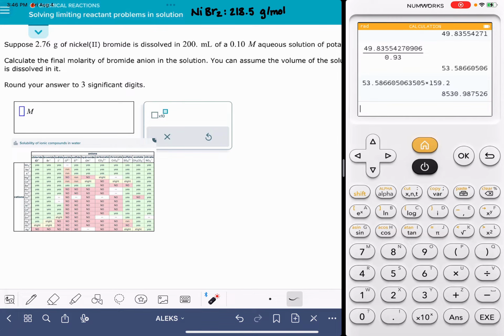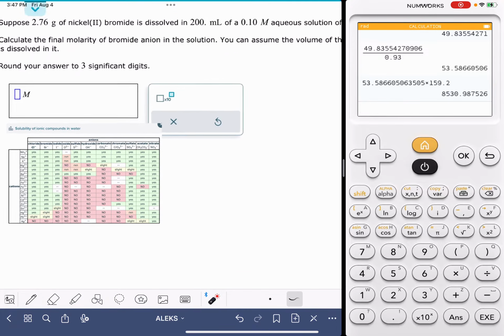In this video, I'll show you how to solve the ALEKS problem called Solving Limiting Reactant Problems in Solution. This problem has a 50-50 chance of being really complicated. So half the time this problem is going to be pretty straightforward, half the time this problem is going to be really hard. This particular variation of the problem is one of the straightforward ones, but I'm also going to show you how to tackle the problem if it was one of the harder versions.